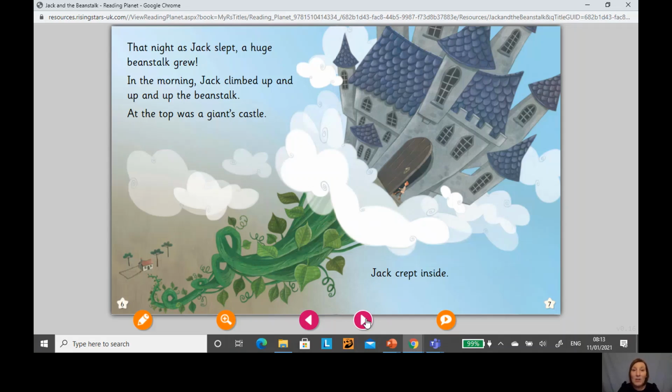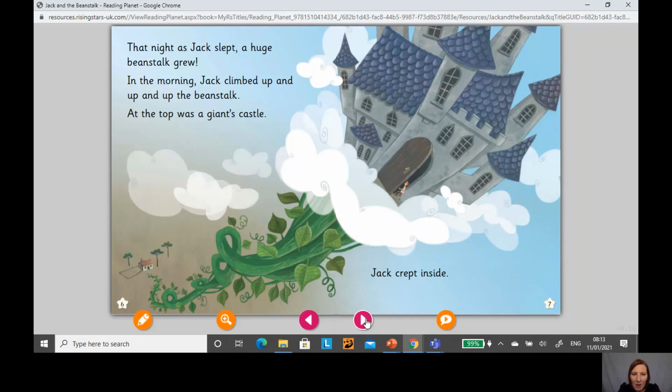Can you remember when we talked about the features of a traditional tale? And sometimes they might have an enchanted castle. I wonder if this is an enchanted, magical castle. And one of the characters is a mythical character that we said often features in a traditional tale. There's a giant at the top.